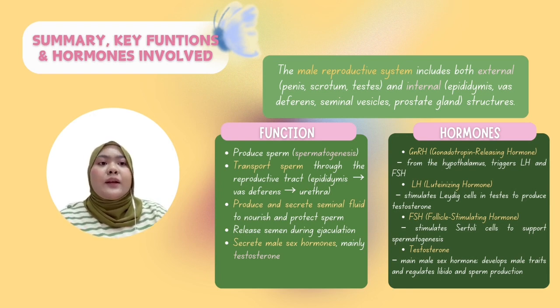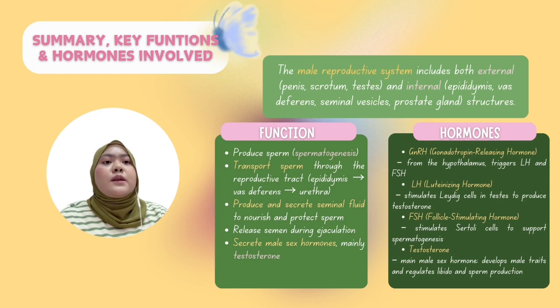It begins in the brain, where the hypothalamus releases GnRH, or gonadotropin releasing hormone. This hormone stimulates the release of two more hormones, which are LH and FSH. LH, or luteinizing hormone, triggers the Leydig cells in the testes to produce testosterone. FSH, or follicle stimulating hormone, supports sperm production by acting on the Sertoli cells. Testosterone is the key male hormone responsible for the development of male sexual traits such as muscle growth, facial hair, and sex drive.